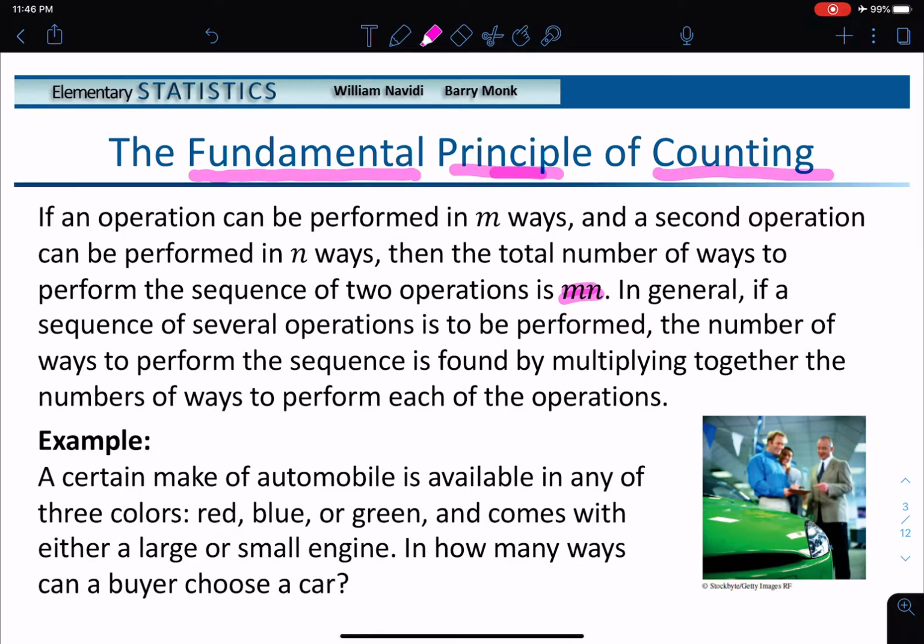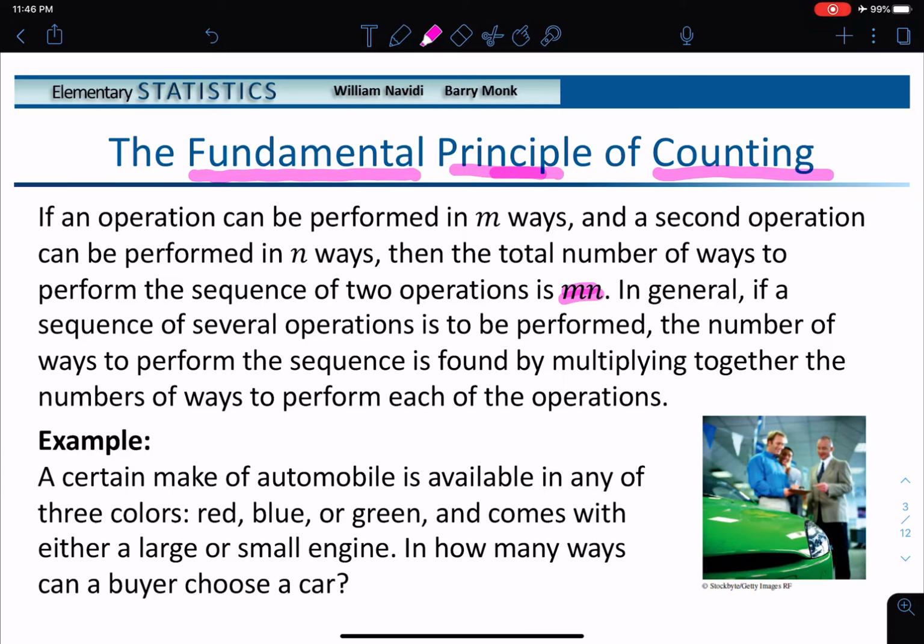Wow, it's not working very well. And so this is this multiplicative thing that happens. In general, if a sequence of several operations is performed, the number of ways to perform the sequence is found by multiplying together the number of ways to perform each of the operations.